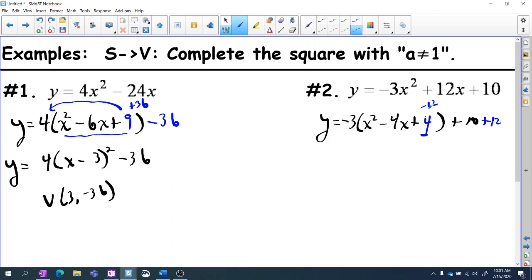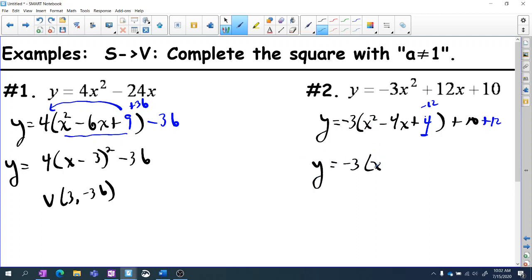Everyone understand that? 4 times negative 3 is negative 12. So by me putting that blue 4 in there that wasn't there in the line above, it's introduced a negative 12 into the mixture here on the right side. So I need to put a plus 12 at the end so those two wipe each other out. And now we're ready to go to vertex form.